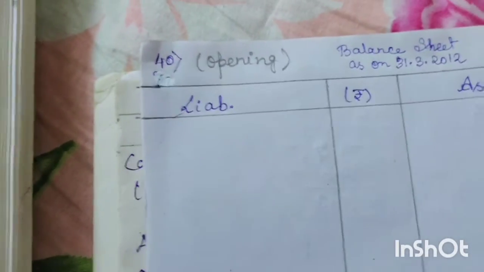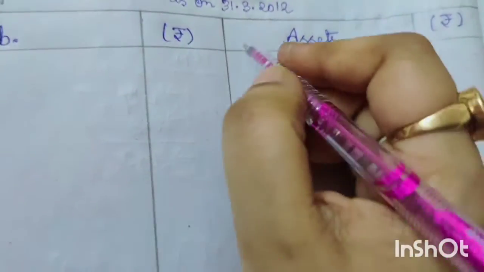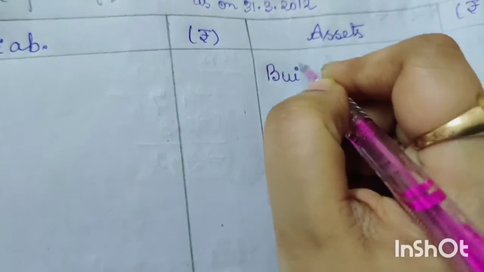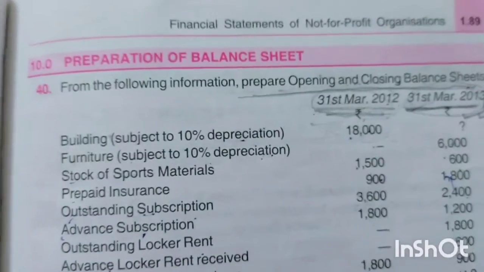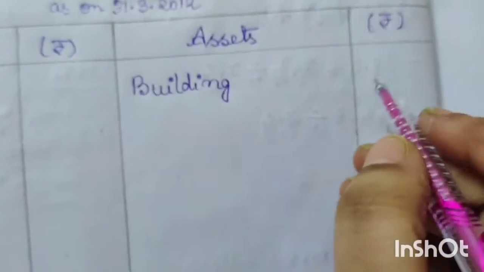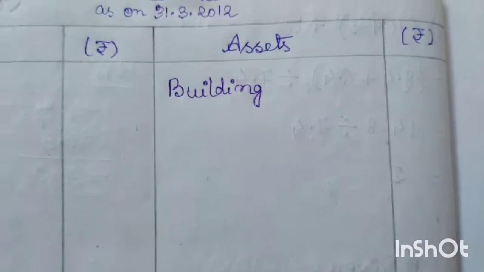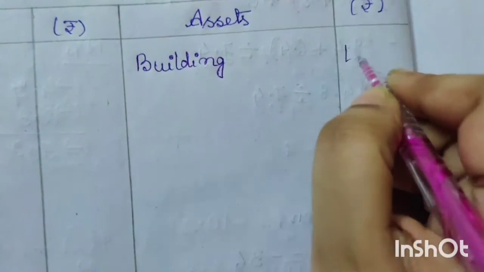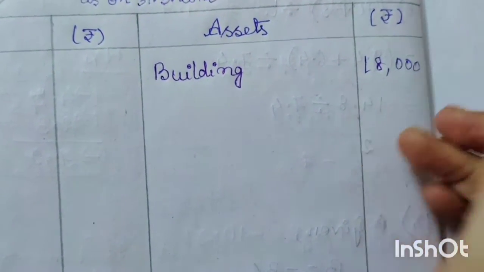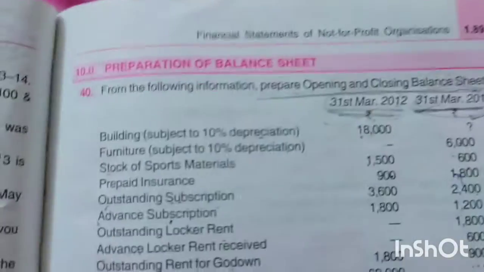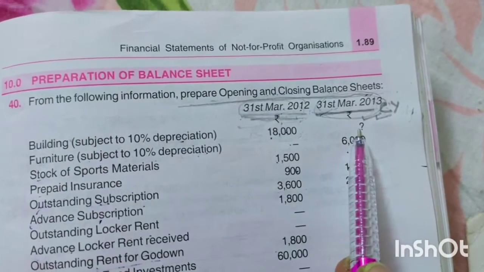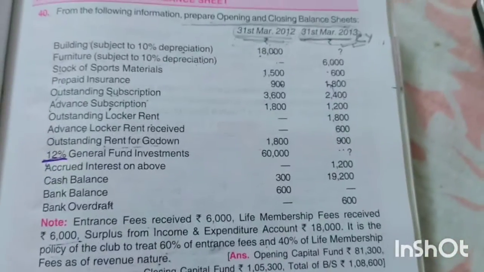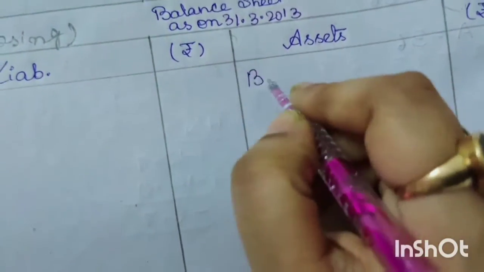Now let us start recording the transactions. So first transaction is building. In the opening balance we had 18,000, so we will record here building 18,000. Now when it comes to closing, now see, the question mark is given over here. That means we have to calculate. And how we are going to calculate it, just see. First write the opening balance, building.